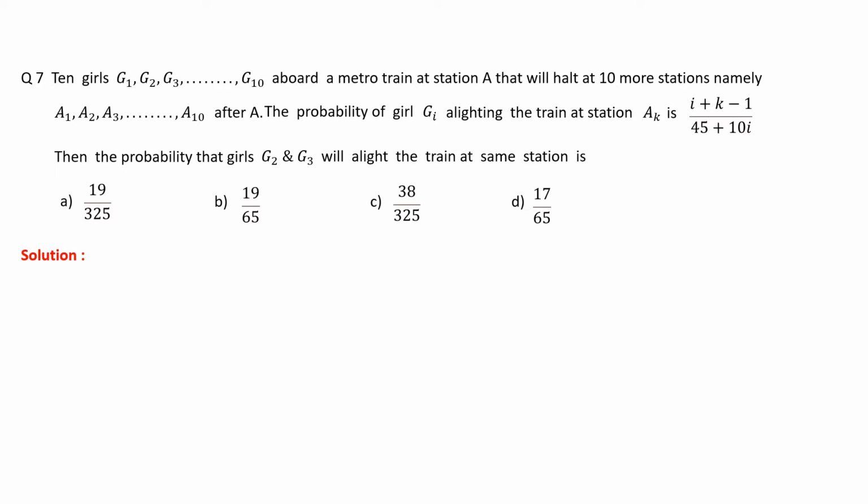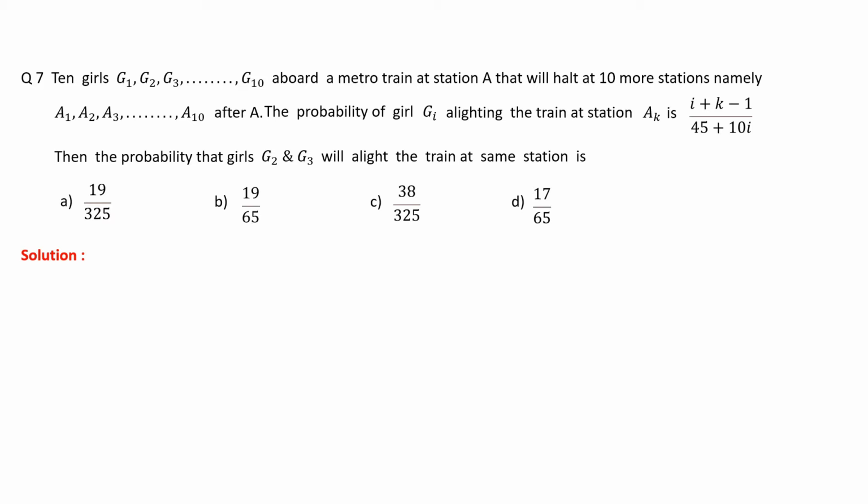Now students, this is a wonderful problem on the topic of probability. The question says there are 10 girls G1, G2, G3 and so on up to G10. They are boarding a metro train at station A that will halt at 10 more stations, namely A1, A2, A3 and so on up to A10 after the station A. Now the probability of girl Gi alighting the train at station Ak is given to be (i plus k minus 1) whole divided upon (45 plus 10i). Then we are required to find the probability that both the girls G2 and G3 will alight the train at the same station.